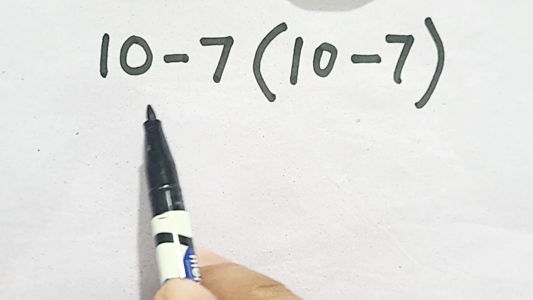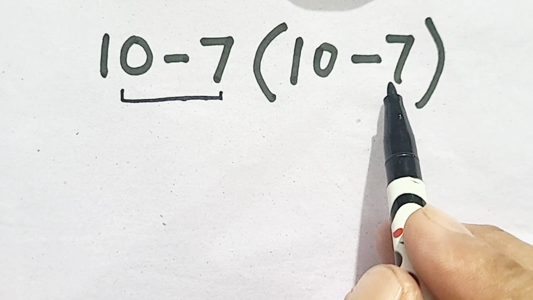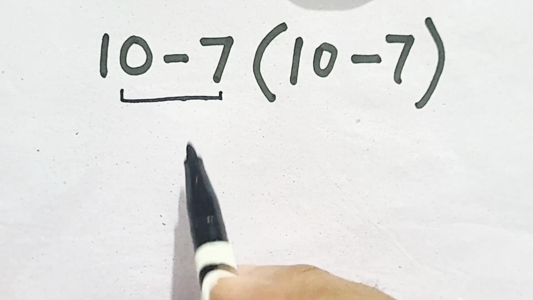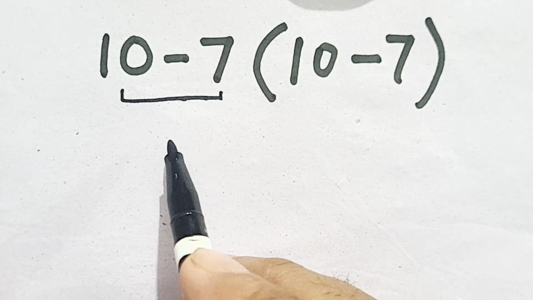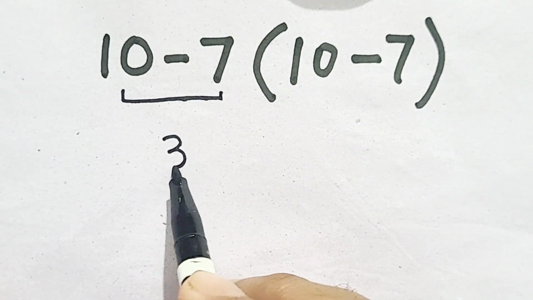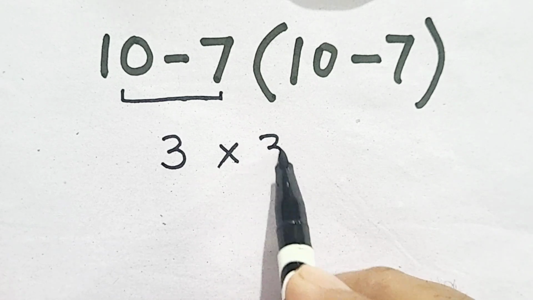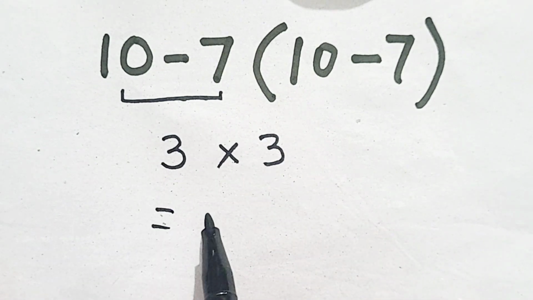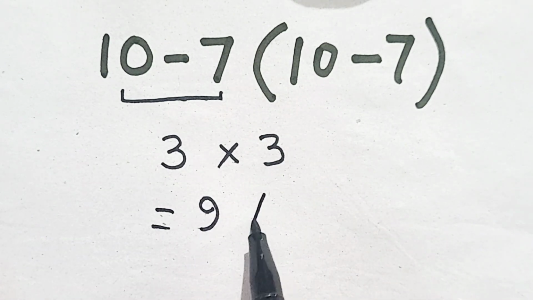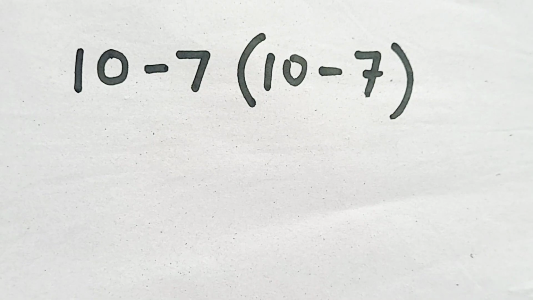Hello, I have another question for you. 10 minus 7 times 10 minus 7. So 10 minus 7 is equal to 3, times 10 minus 7 is equal to 3. So our answer will be 9, but it is not the correct method.